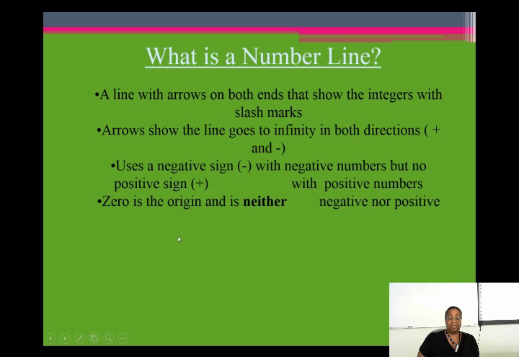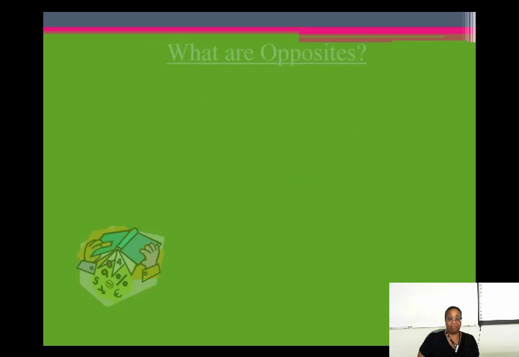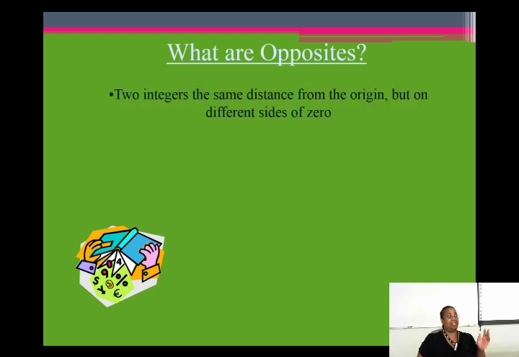0 is neither positive nor negative. 0 is just the origin. It's the beginning of where you're going to start your number line, okay? So don't be putting a plus 0 or a negative 0, okay? Because there's no such thing. 0 is 0.